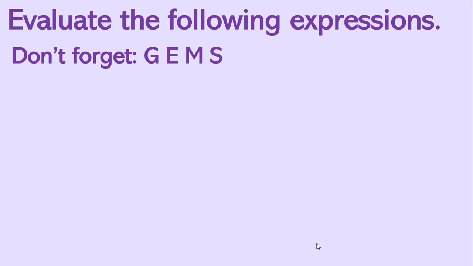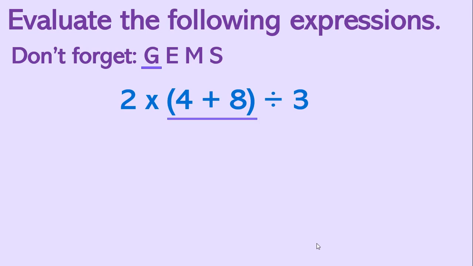Let's try evaluating the following expressions. Here we have 2 times the sum of 4 and 8 divided by 3. Let's start with grouping symbols. We see there's parentheses here, and 4 and 8 are inside the parentheses. So we're going to start by adding 4 plus 8, which is 12. That's why the 12 replaced the 4 plus 8.